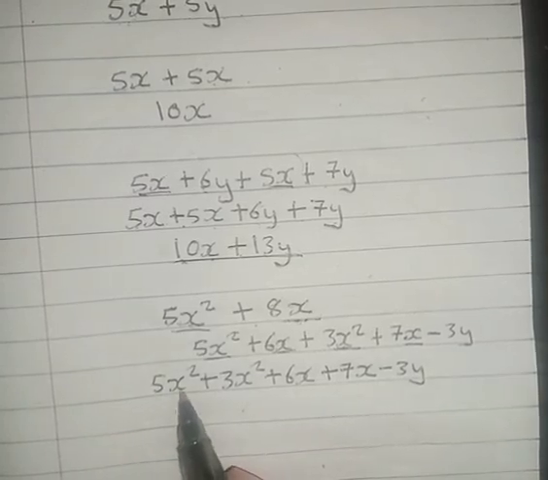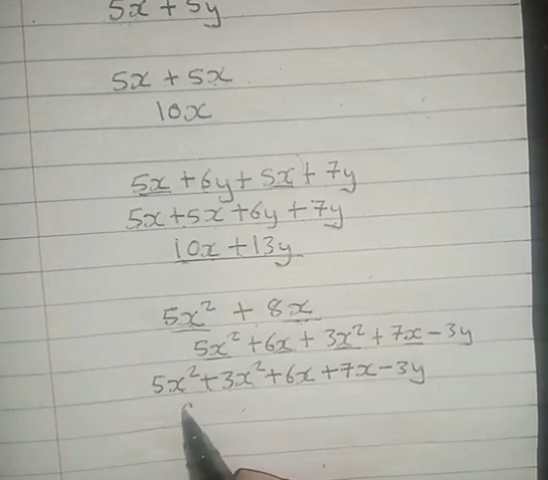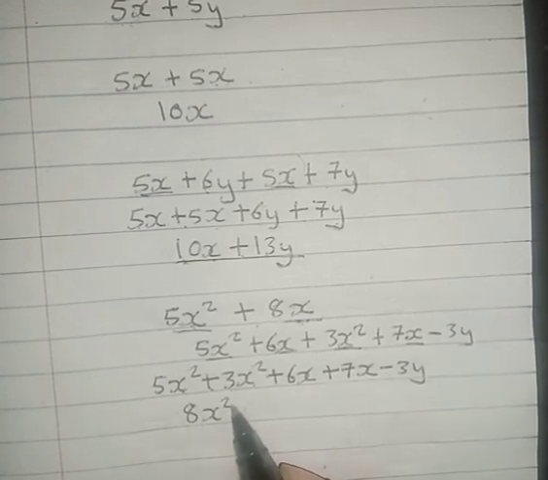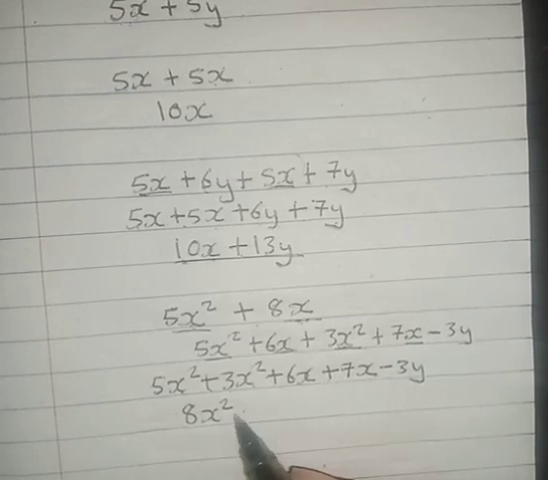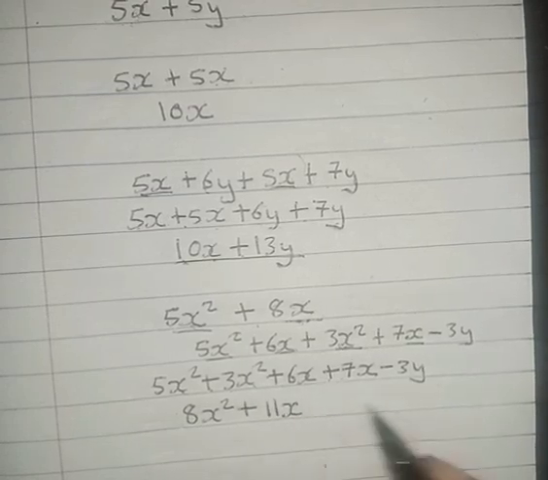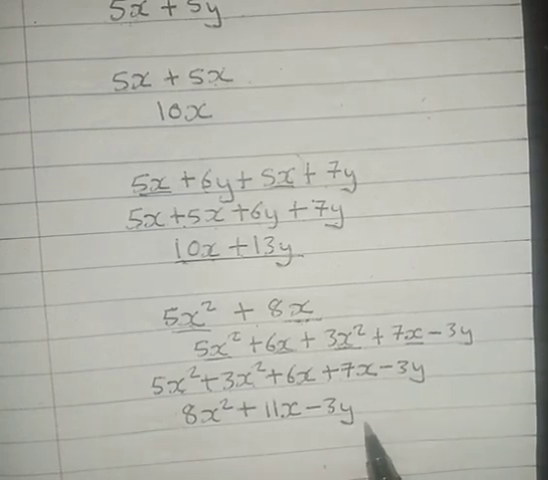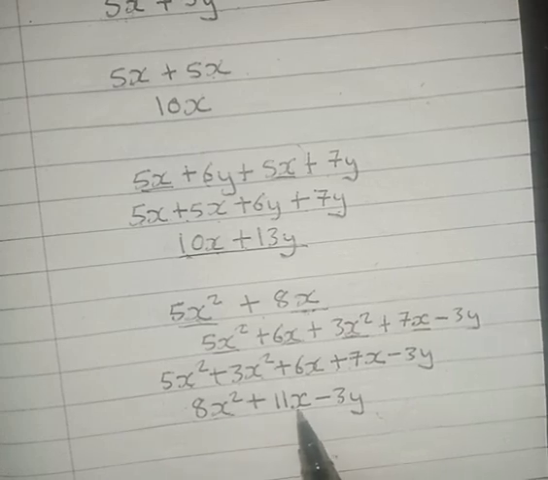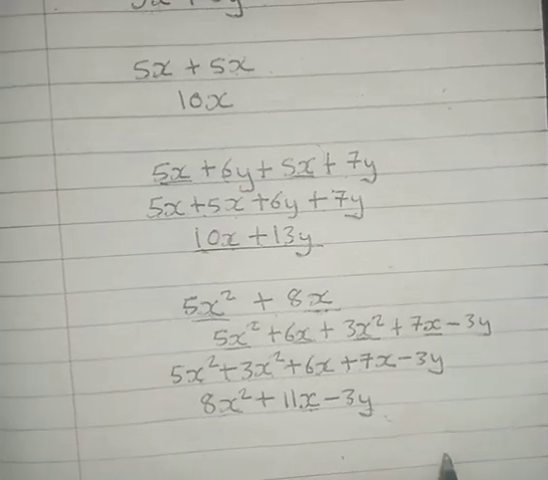So 5x squared plus 3x squared, we get a total of 8x squared. Then here, positive 6x plus 7x, we get positive 13x. Lastly, we have minus 3y, like that. If we look at our final expression, this x squared is completely different from this x, and this x is different from this y. So these three cannot be added. So we leave it like that. This is our final answer.